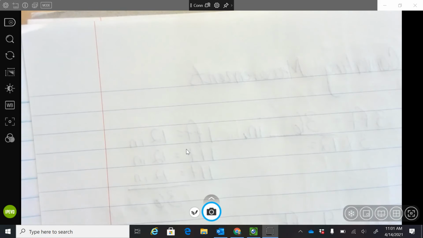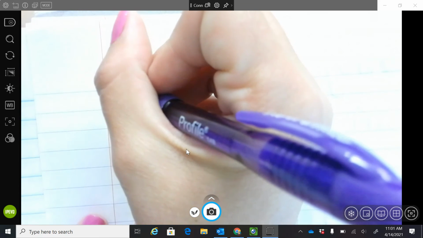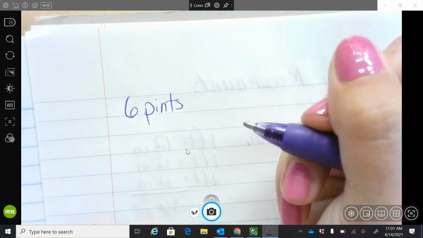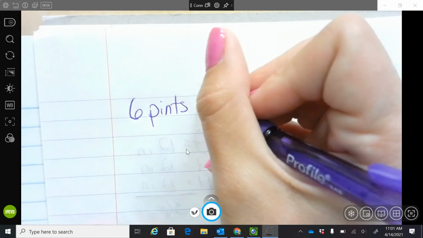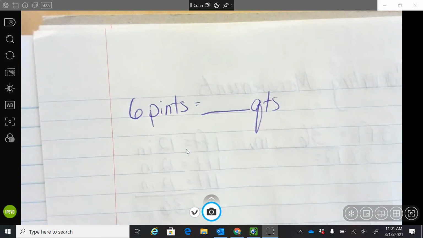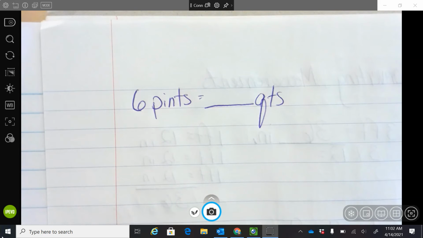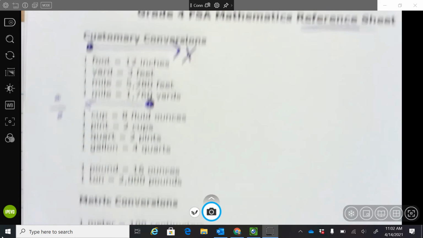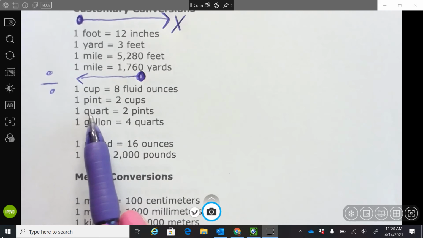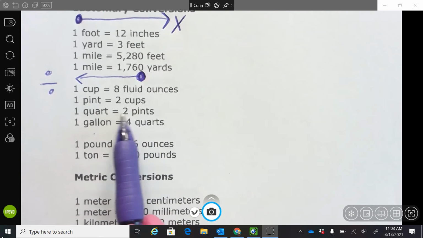Let's do some practice. We're gonna go like the opposite way. What if you had 6 pints of ice cream? How many quarts would that be? 6 pints is how many? Ooh, we're dividing. Okay, let's double check. We're going from pints to quarts. Pints to quarts. We're going from here, and we're going this way.